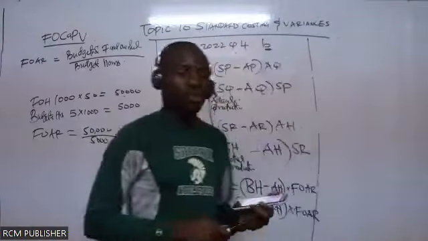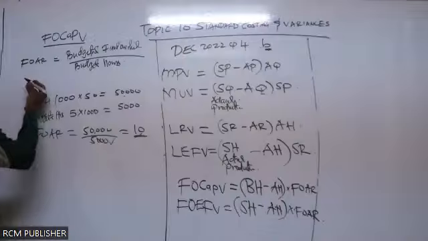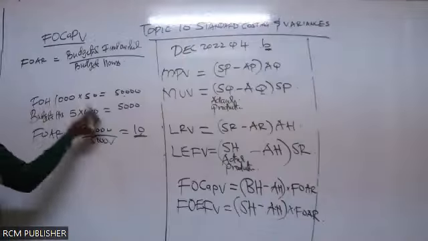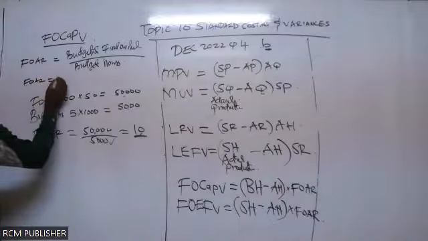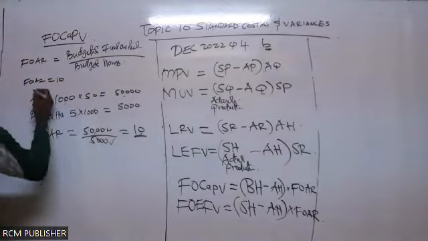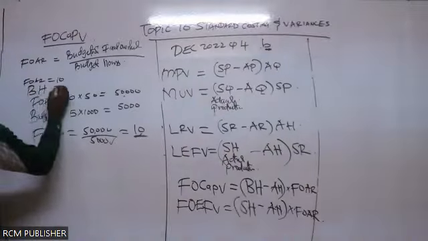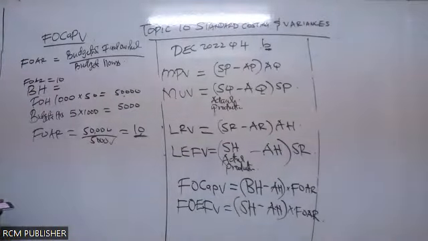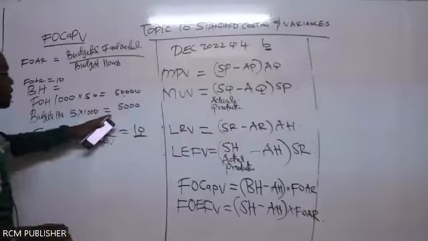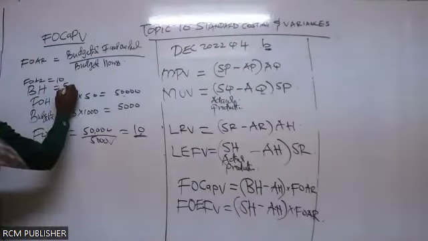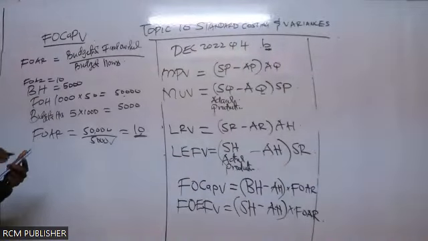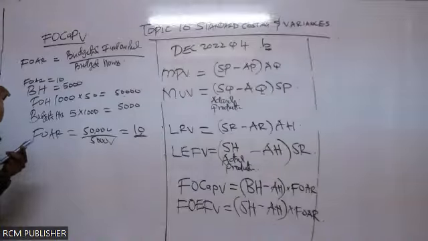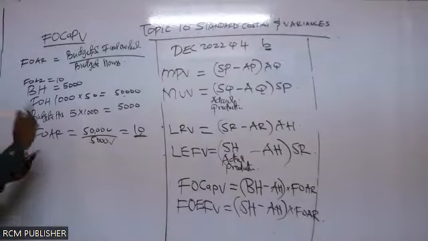That's what they want us to do, to calculate. So our fixed overhead absorption rate, we have seen, is equivalent to 10. Are we able to get budgeted hours? We've just calculated our budgeted hours here as 5,000. That's our budgeted hours. Even if the examiner did not mention it, we are able to see it there by ourselves. We are able to calculate it.